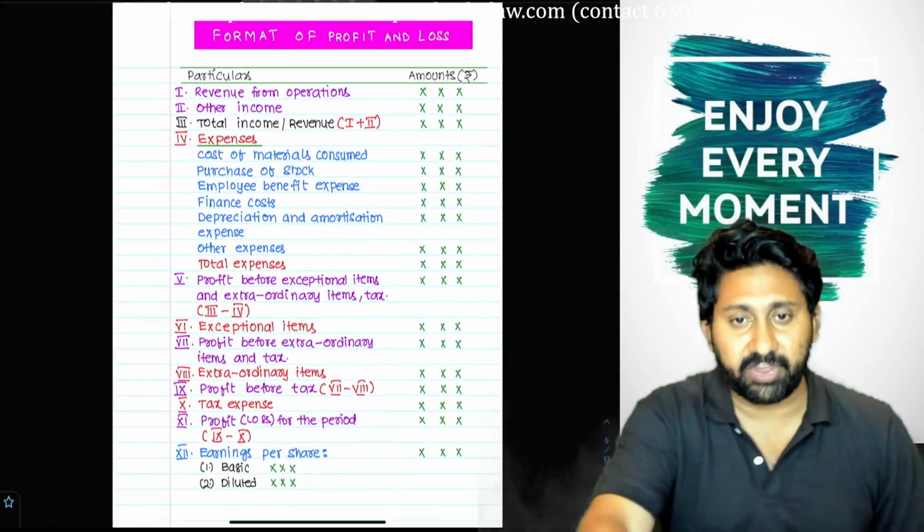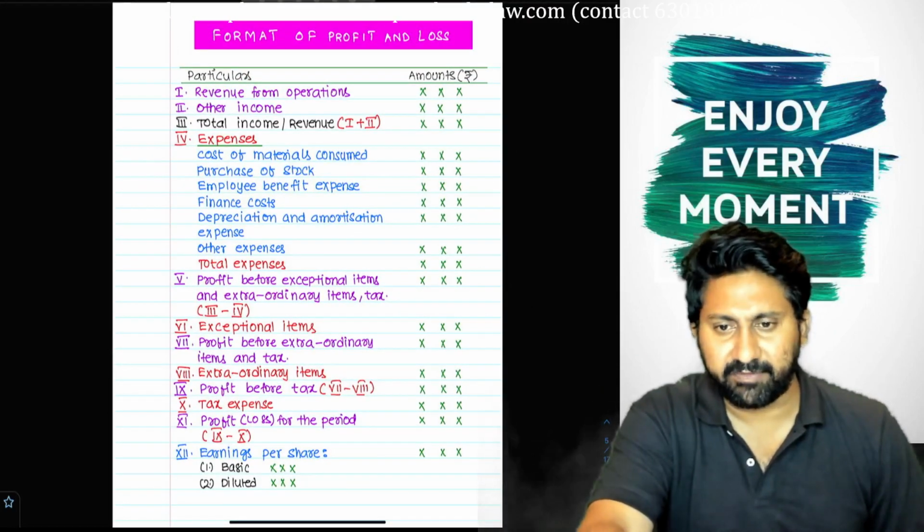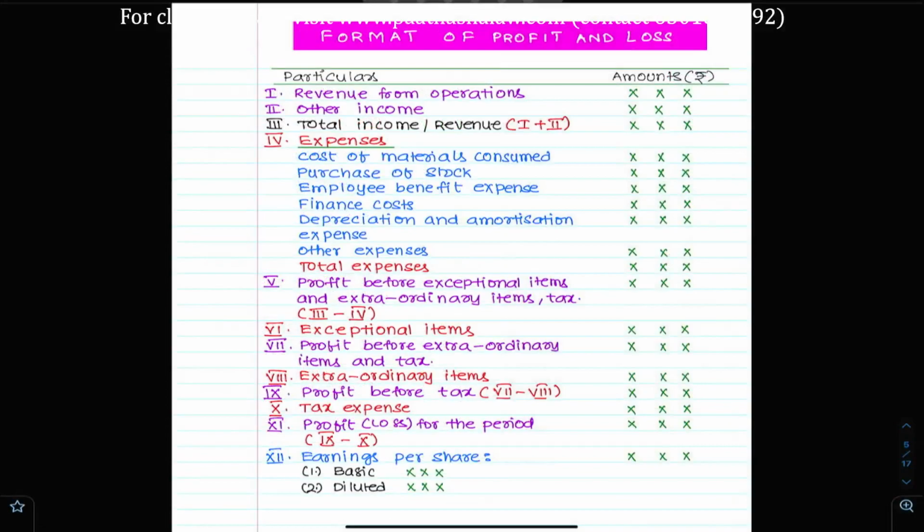Just give one fast look, 1 minute maximum time given. Nothing great to interpret in P&L. Just have a look into the P&L for a minute. Understand what items are there. We'll directly go into the ratios.